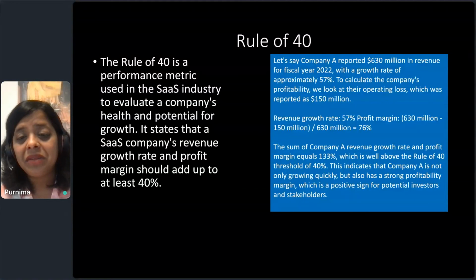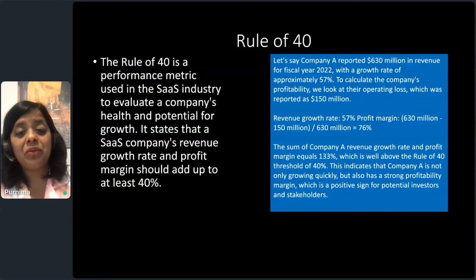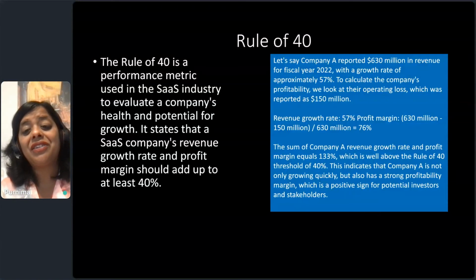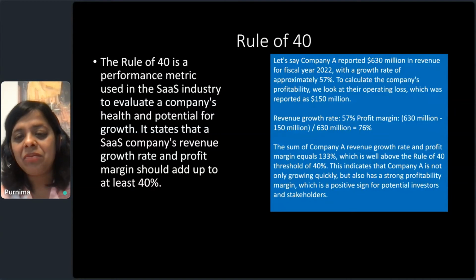They generated 630 million in revenue in 2022. It's a completely different lens. Unit economics works at the unit level. Rule of 40 works at the strategic level, at the highest top line revenue level, right? To calculate the company's profitability, we look at the operating loss. Let's say it was around 150 million. Your revenue growth rate is 76%. So if you add your revenue growth rate and your profit margin, you come to 133%, which means this company is, one, growing quickly, and two, has a very strong profitability margin, a completely positive sign for your potential investors.